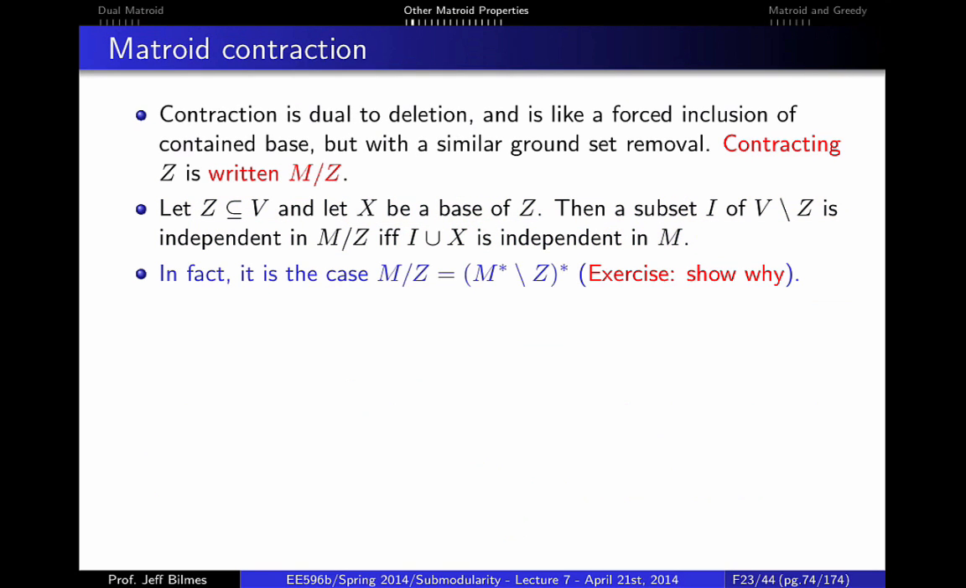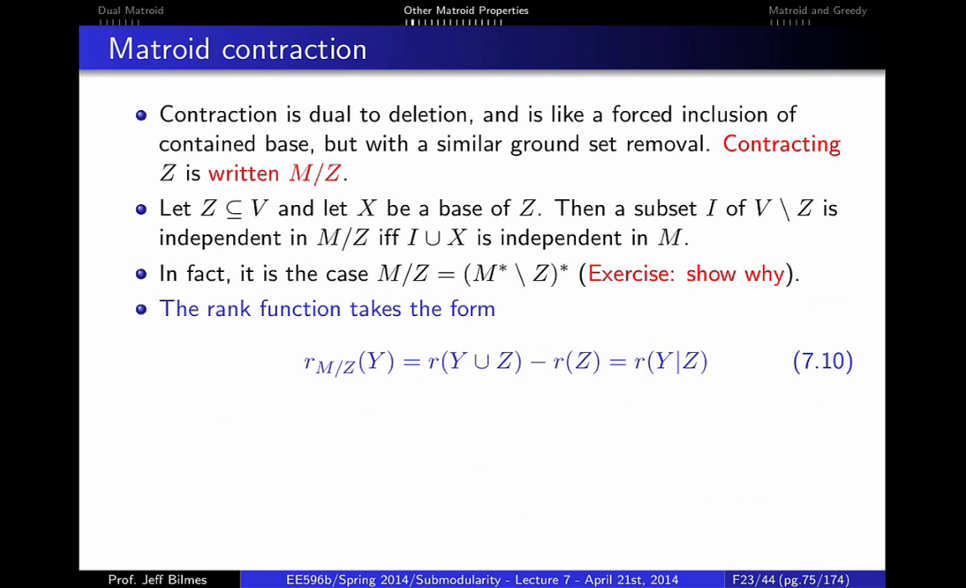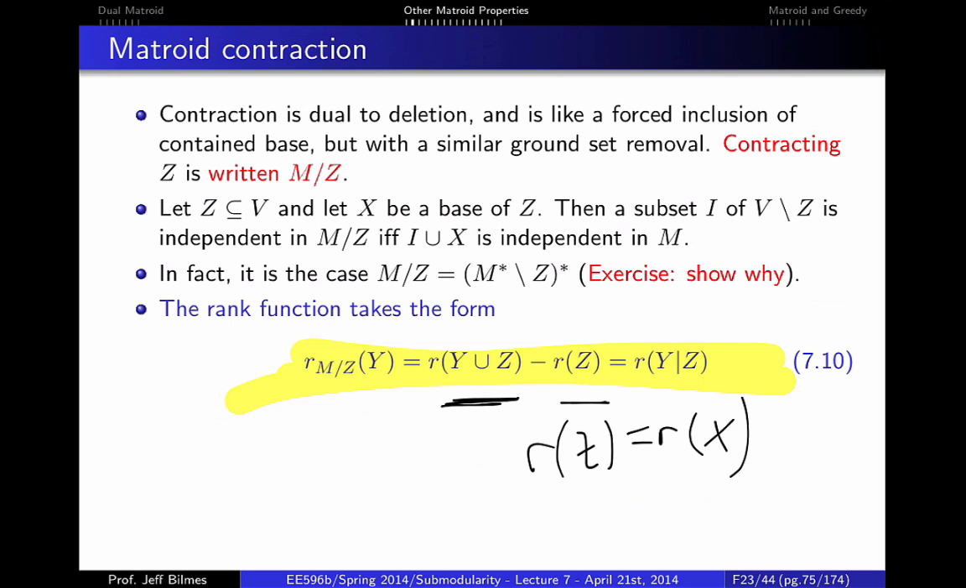And so we can define the contraction operator. This is an exercise for you to show, as basically doing this: we take a given Z, take the matroid, find the dual, delete Z, and then take the dual again. That corresponds to the contraction. The rank function takes the following form. It's really just like a conditional submodular function on the rank. This is what I mean by the forced inclusion: evaluating any subset along with Z, but then removing the rank of Z, which is the same as the rank of X.